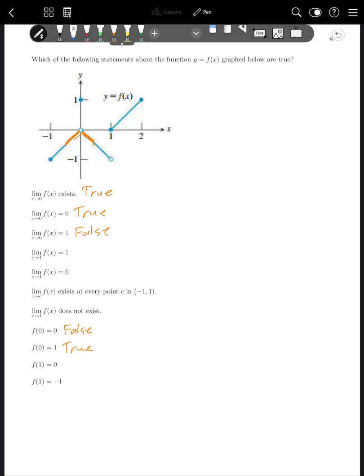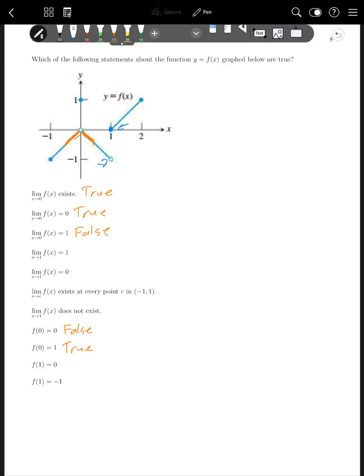Okay, so now that you've had a chance to try them and you've started the video back up, let's go through them together. So now we're talking about this point over here. We're looking at right here. What happens as we get close to 1? So is the limit of f of x equal to 1?